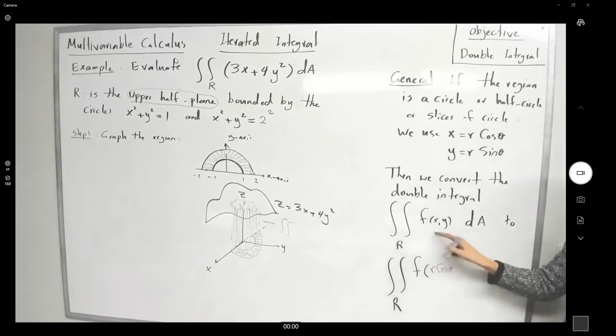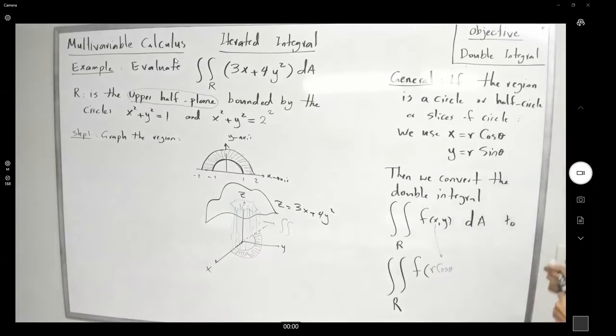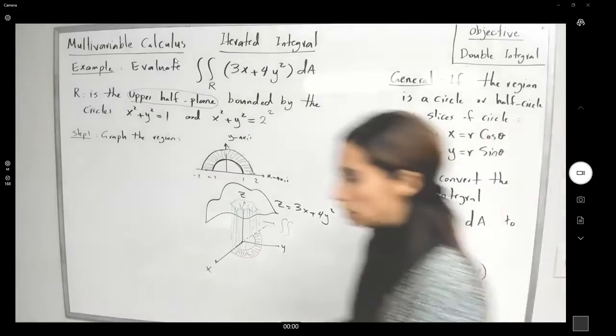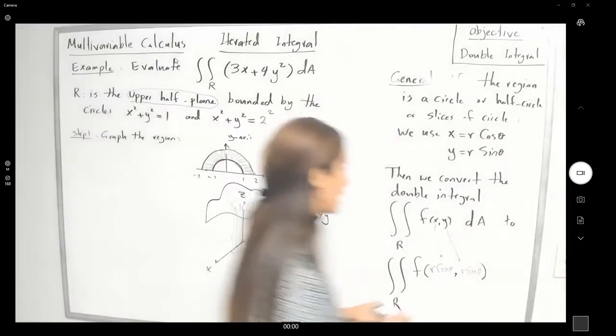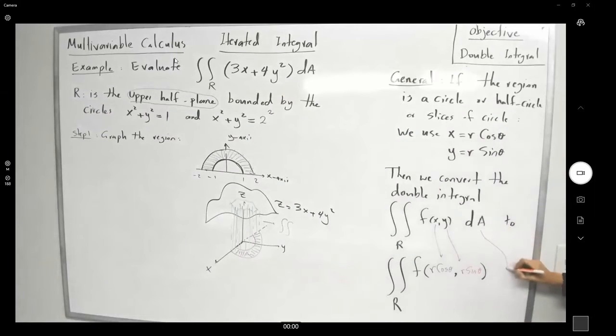Cosine theta. Wherever you see x, you have to substitute that by r cosine theta. And your y is r sine theta. Wherever you see y in the function, you have to write r sine theta. And your dA is going to be, well, this is the important part that we have to remember. Your dA is going to convert now into r dr d theta.